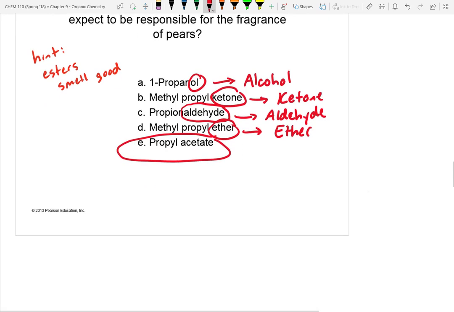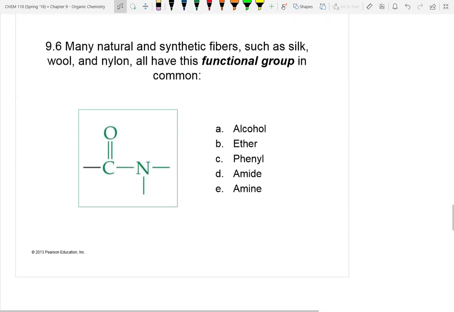All right, one more, and then we'll call it quits. Many natural and synthetic fibers such as silk, wool, and nylon all have this functional group in common. What is this called? It's an amide, exactly. It's got a nitrogen coming off one side of that carbonyl, so this would be an amide. So make sure you do review a lot of these nomenclature problems and make sure you can identify functional groups.